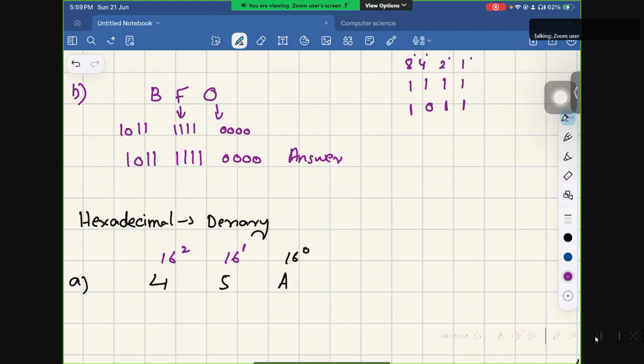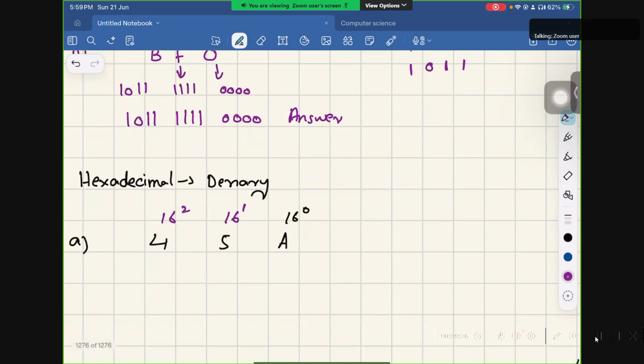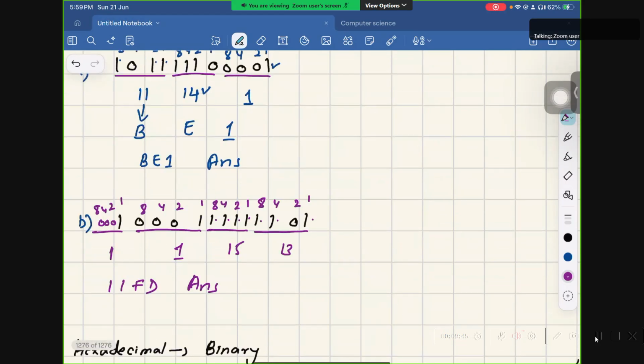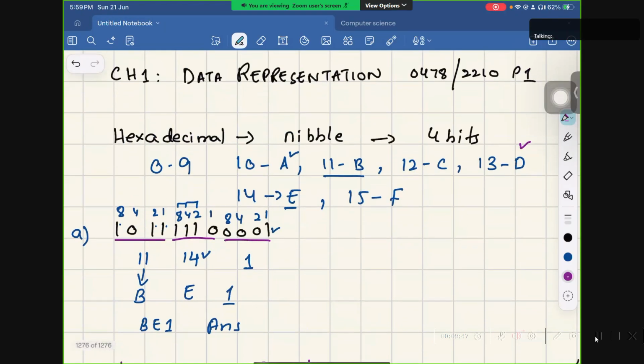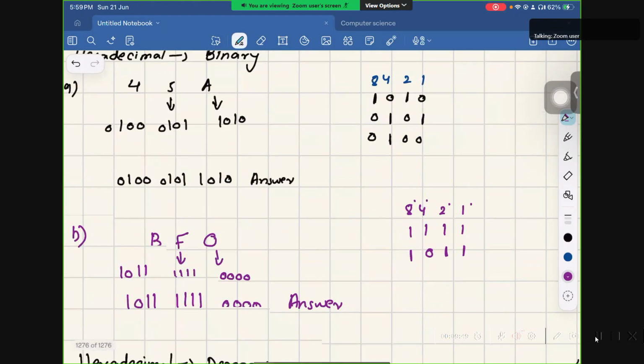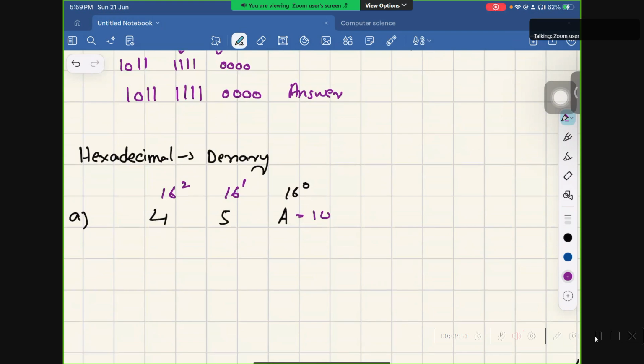Now, this is a basic rule of mathematics. Anything having power 0 becomes 1. And you know that A is actually 10. If you can see over here, A is 10. So now 10 multiplied by the power of 16. 16 power 0 becomes 1. So this is going to be 1. Plus 5 times 16 power 1, which is 16, plus 4.